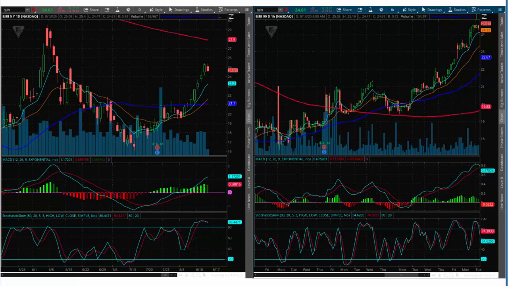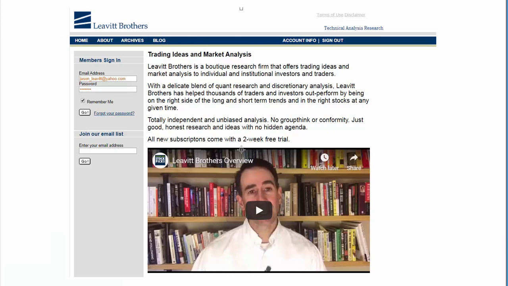I want to trend on the daily chart, and then I zoom in and find entries on the hourly. The MACD in most cases defines the trend, while the stochastic is used as a timing mechanism within the trend.